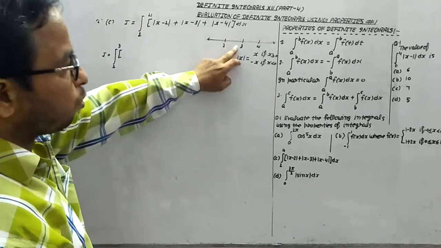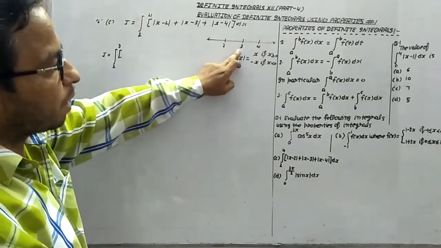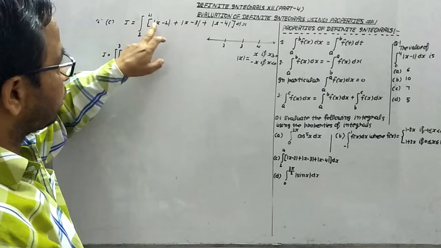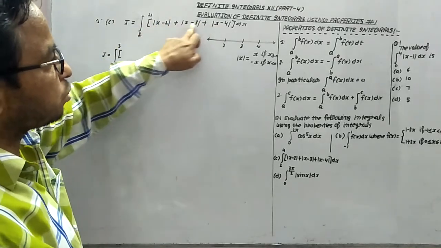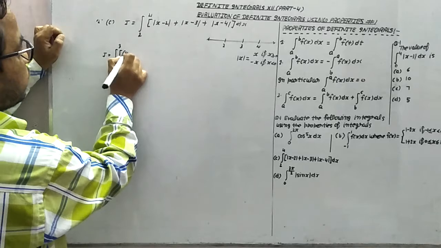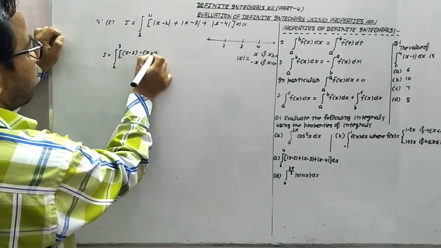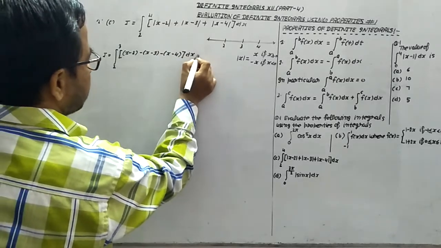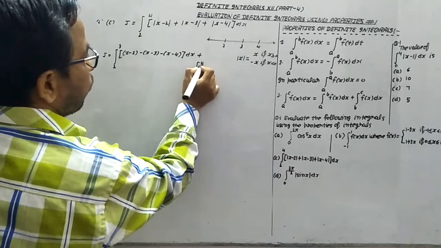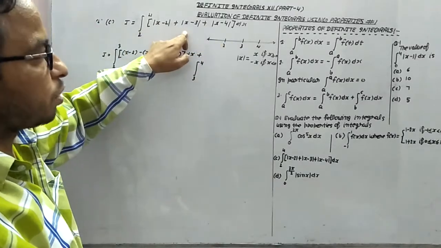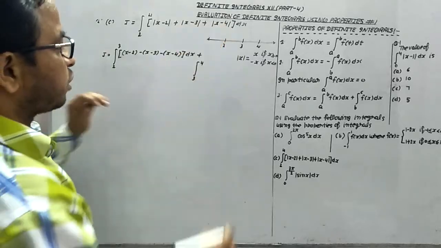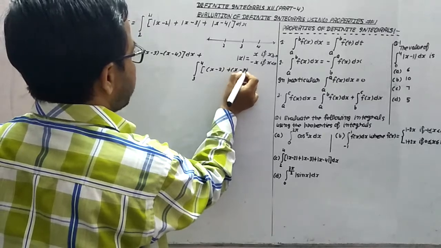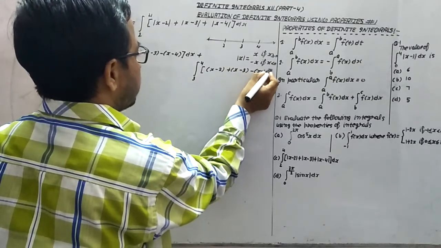Now 2 to 3 means more than 2 but less than 3. Less than 3 means less than 4 also. It means in this part, this will be positive, but the rest of these two will be negative. That is why this is the integral of x minus 2 minus x minus 3 minus x minus 4 dx, and then plus the integration from 3 to 4. 3 to 4 means this one is positive, but because we have less than 4, this one is negative. So this becomes x minus 2 plus x minus 3, and minus x minus 4 dx.